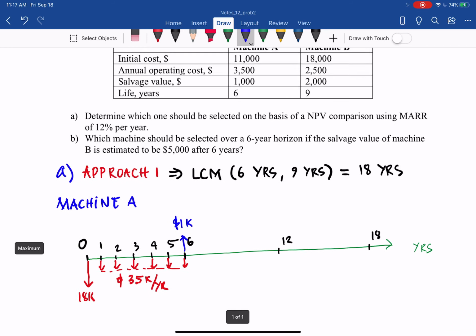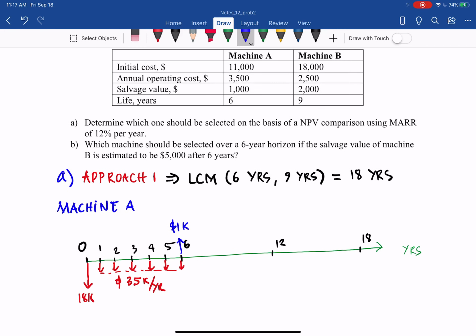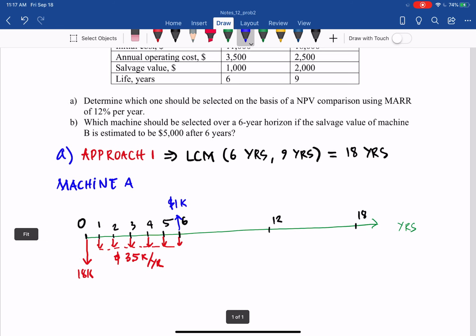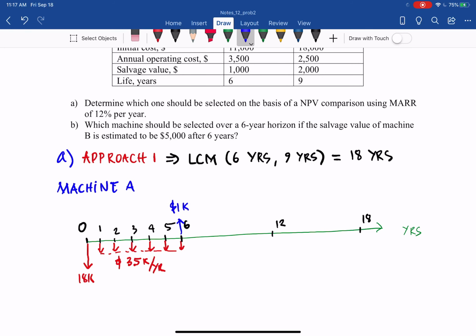The next issue is how can I draw another 6 years and another 6 years? Very simple. In this least common multiple method, approach 1, we assume the same cash flow occurs in the first cycle, first life, and replicates for the next and the next. It means that after year 6, we sell the first machine A, we buy the new machine A with the same amount of money, with the same operating costs, and the service value at the end of the second cycle will be the same.